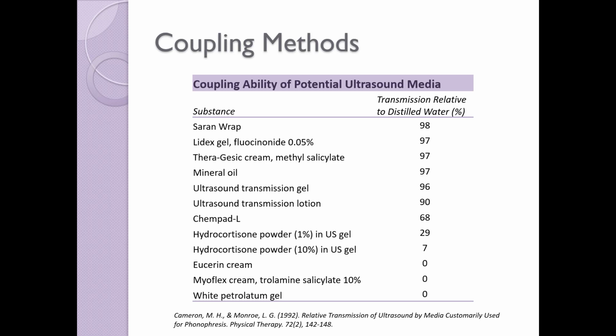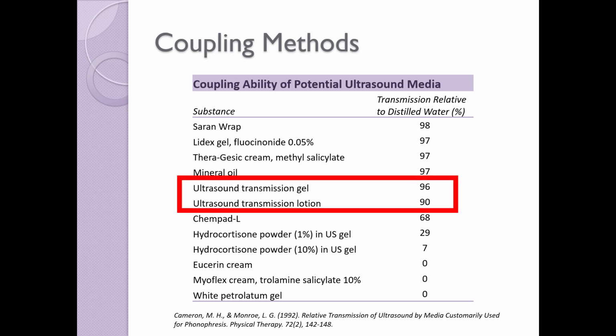With extra gel, you can add it to the current treatment area and maintain the effect of ultrasound. A good medium must transmit significant percentages of the ultrasound. Therefore, it should be non-reflective. The optimal medium for transmission is distilled water, which reflects only 0.2% of the energy. We can see by this chart that ultrasound transmission gel is 96% efficient in the transmission relative to the distilled water. A secondary option would be ultrasound transmission lotion, which is only 90% efficient in the transmission of ultrasound energy relative to the distilled water.